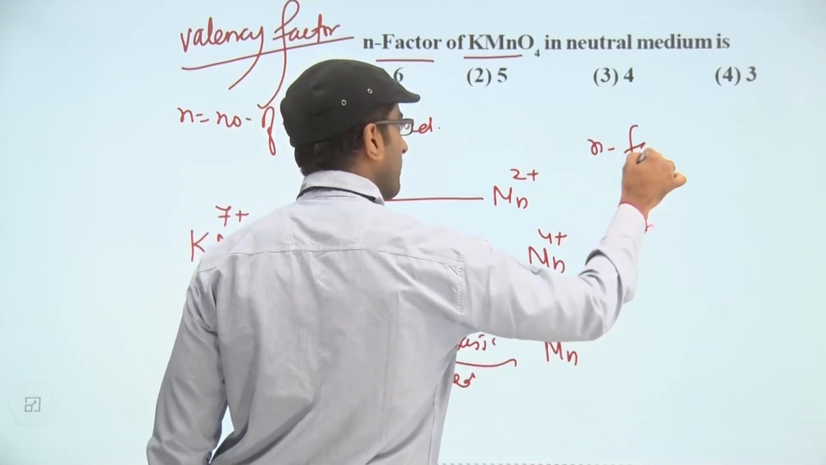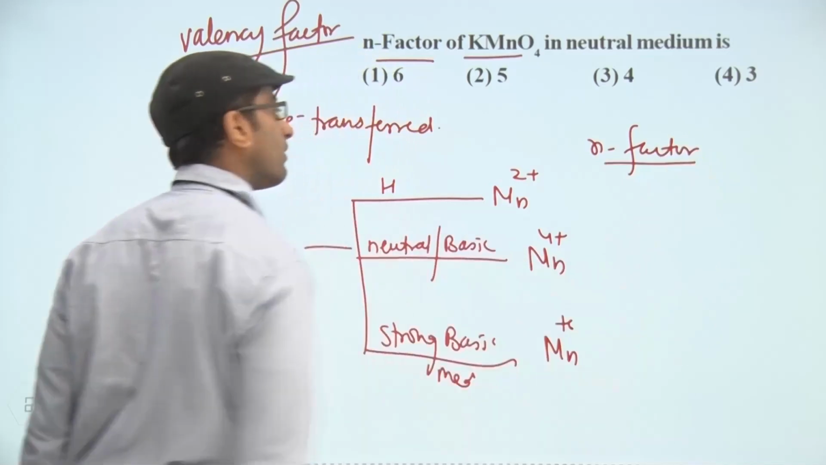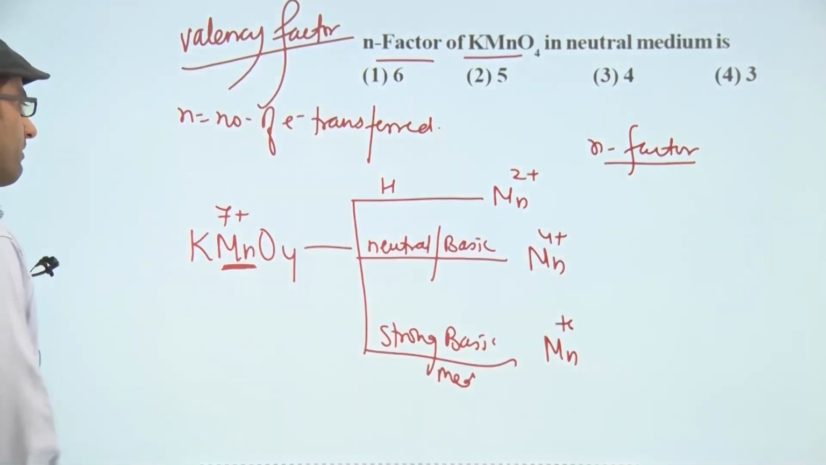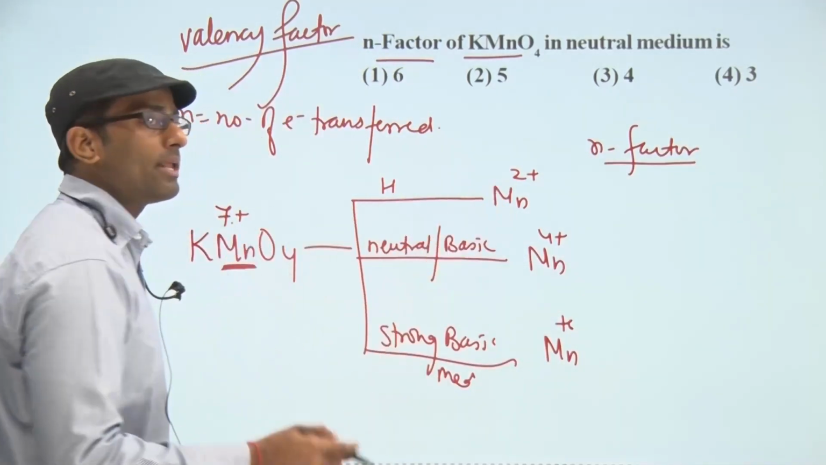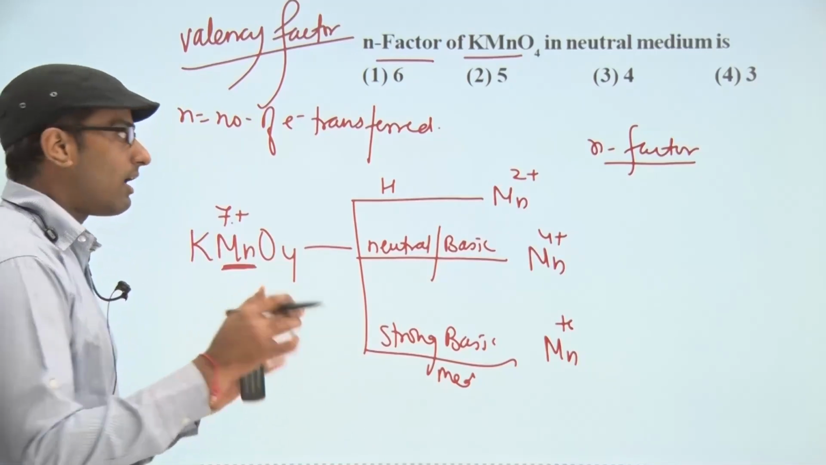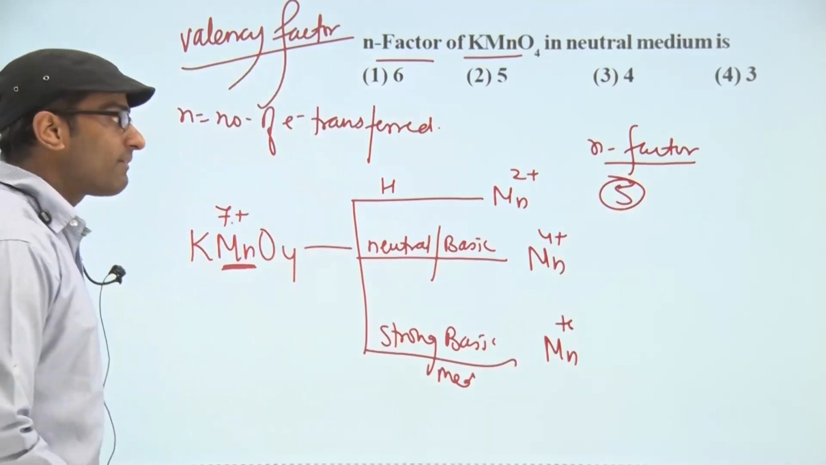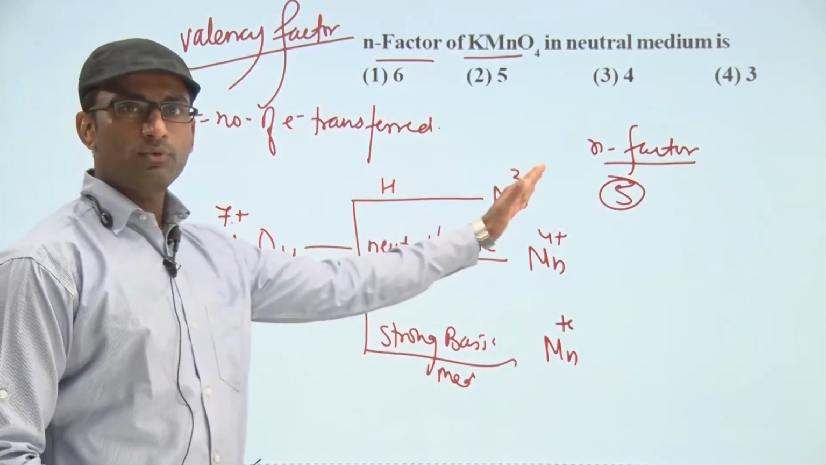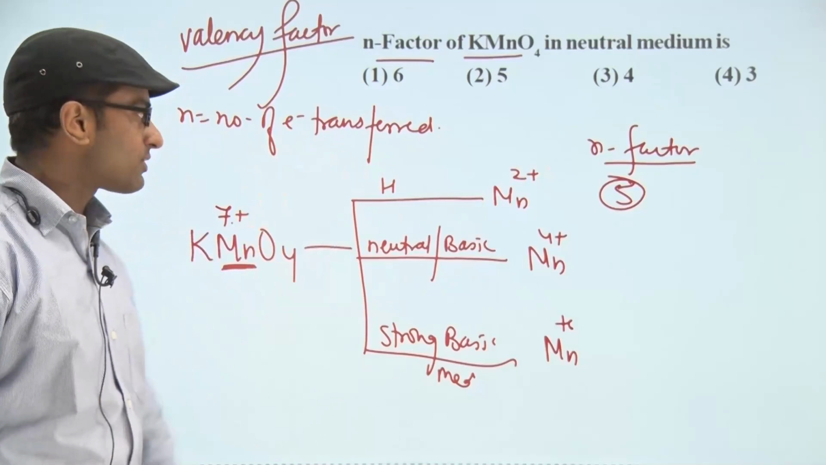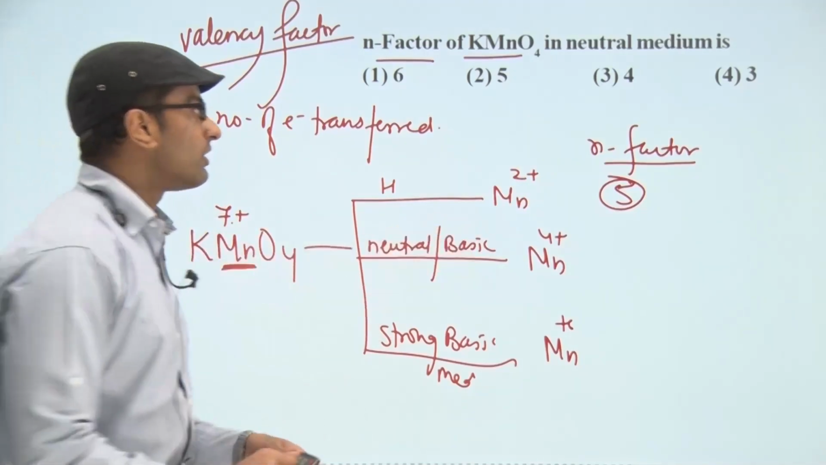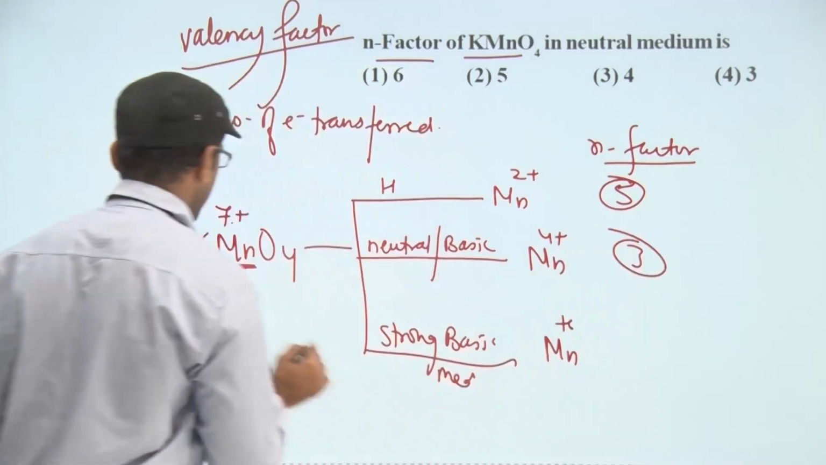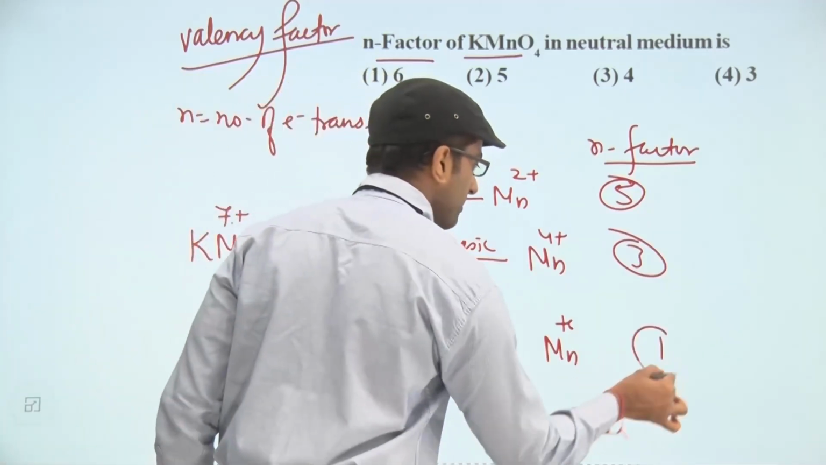So the N factor, the valency factor, will be: have a look, 7 to 2, how many electrons are transferred, or added here? 5 electrons. Valency factor is 5. Next, 7 to 4, 3 is the valency factor. And 7 to 6, only one gap is there.